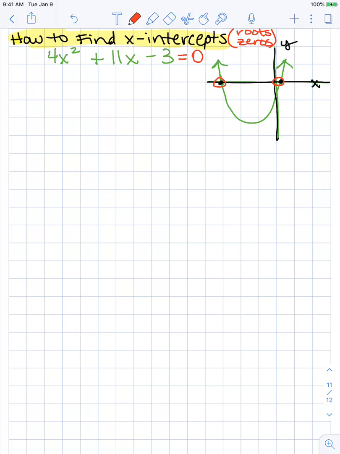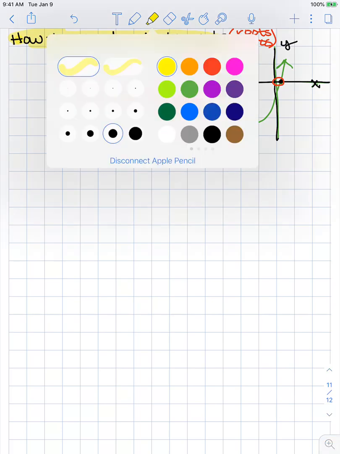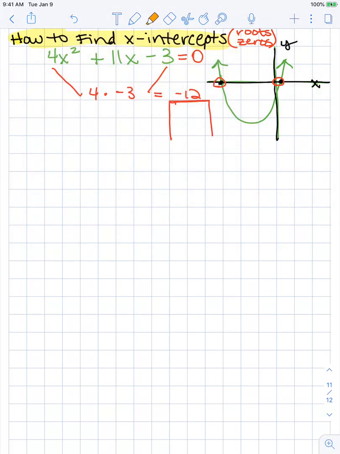I'm going to take my first coefficient and my last coefficient, and I'm going to multiply them together. So 4 times negative 3. And when I do that, I get negative 12. And my goal is to find factors of negative 12, and I want them to add to this middle term right here.